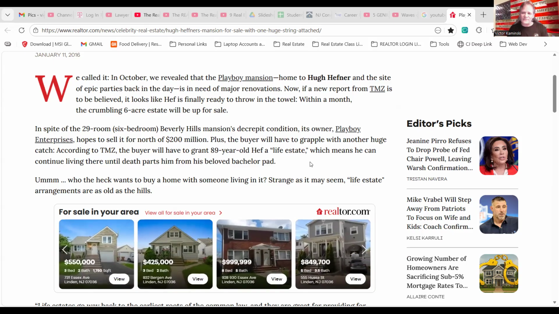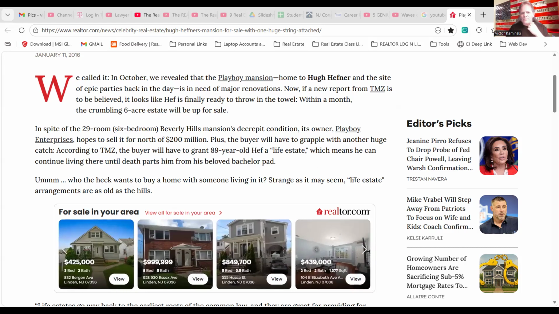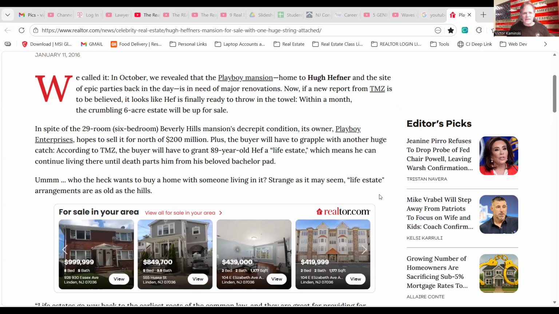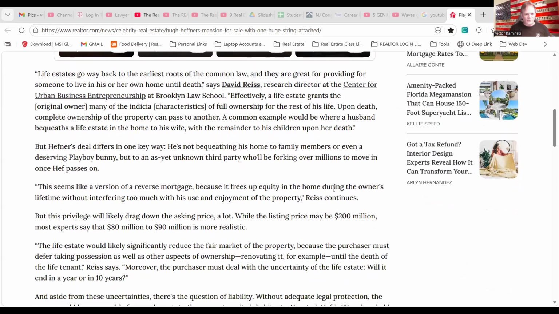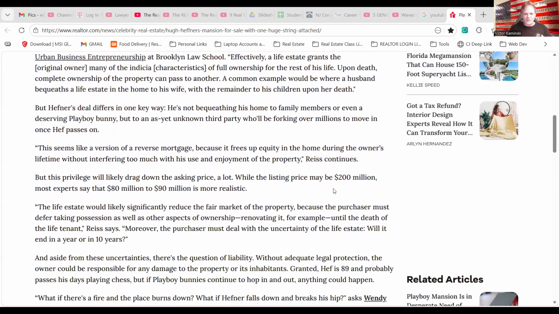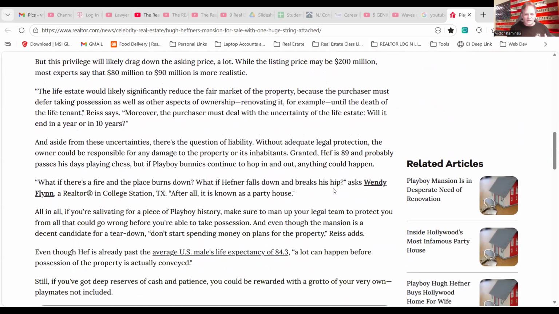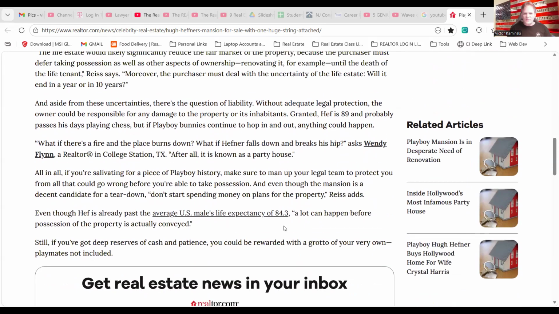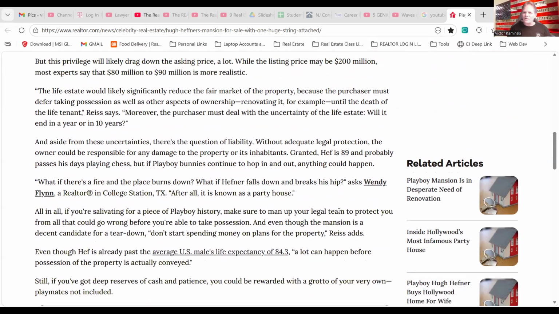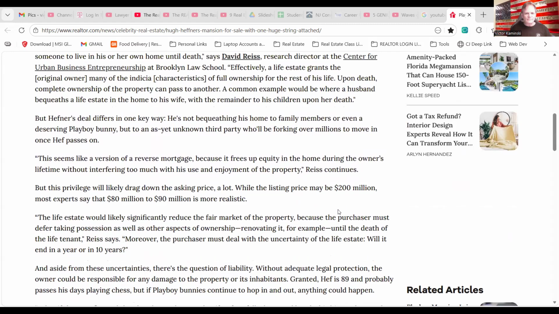So Hugh Hefner was allowed to live there until the day he died. But it was a lucky gamble for the neighbor owner, because he bought it for $100 million, gave Hugh Hefner a life estate back. Hugh Hefner was already 89 years old at the time. The life expectancy of most males in the United States, let me see, the average life expectancy of a male in the United States is 84.3. So Hugh was already on borrowed time there at 89 years of age.